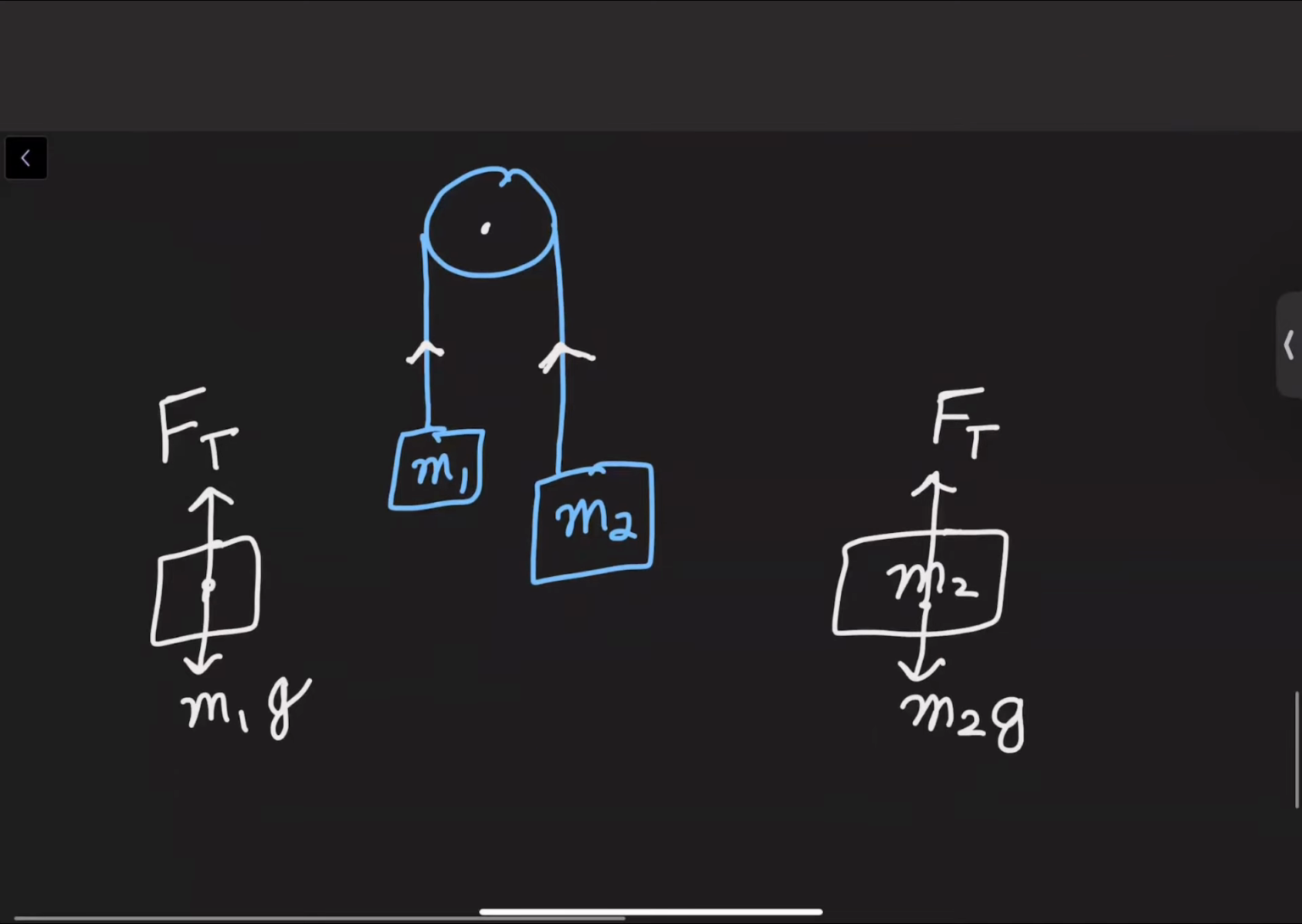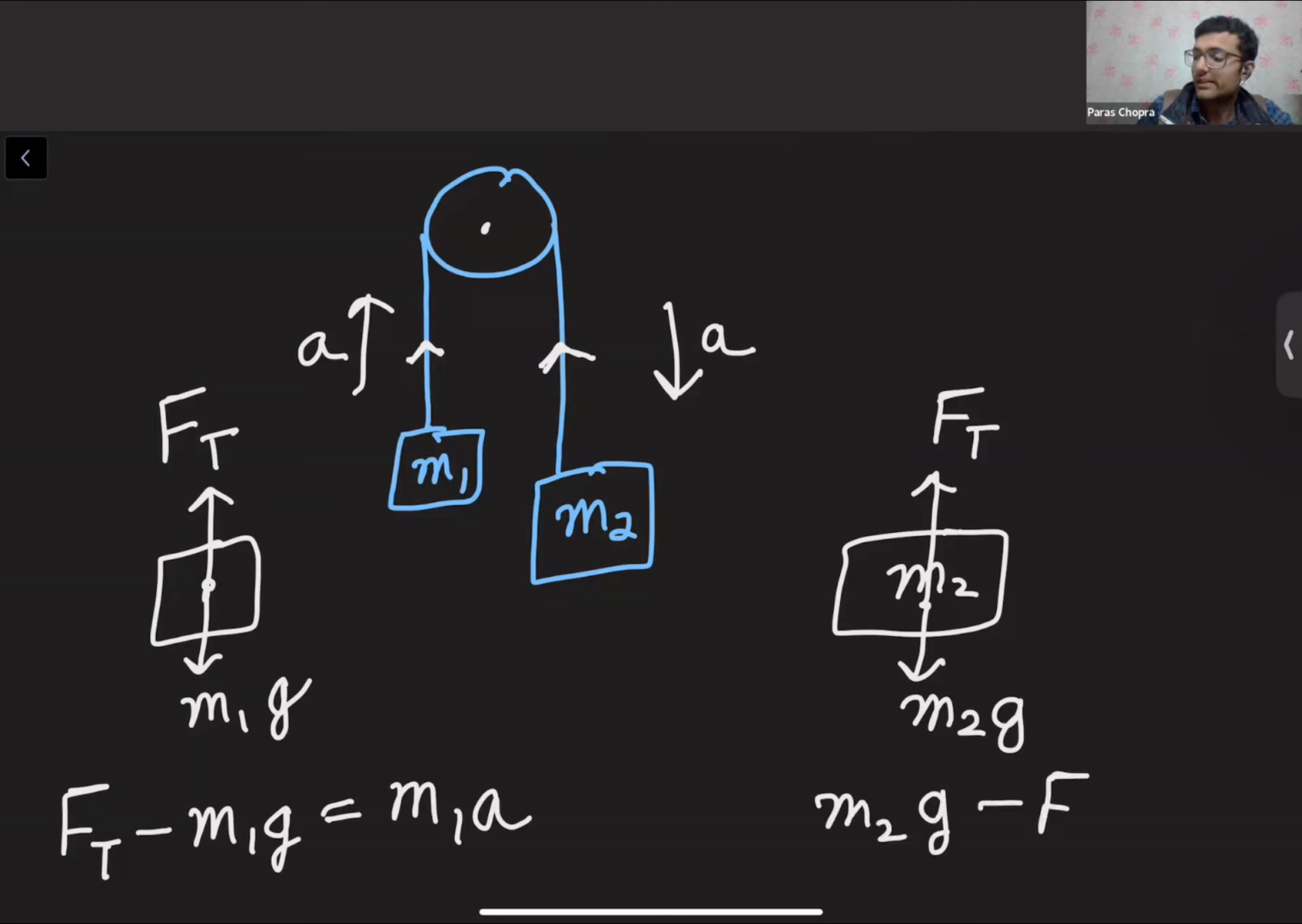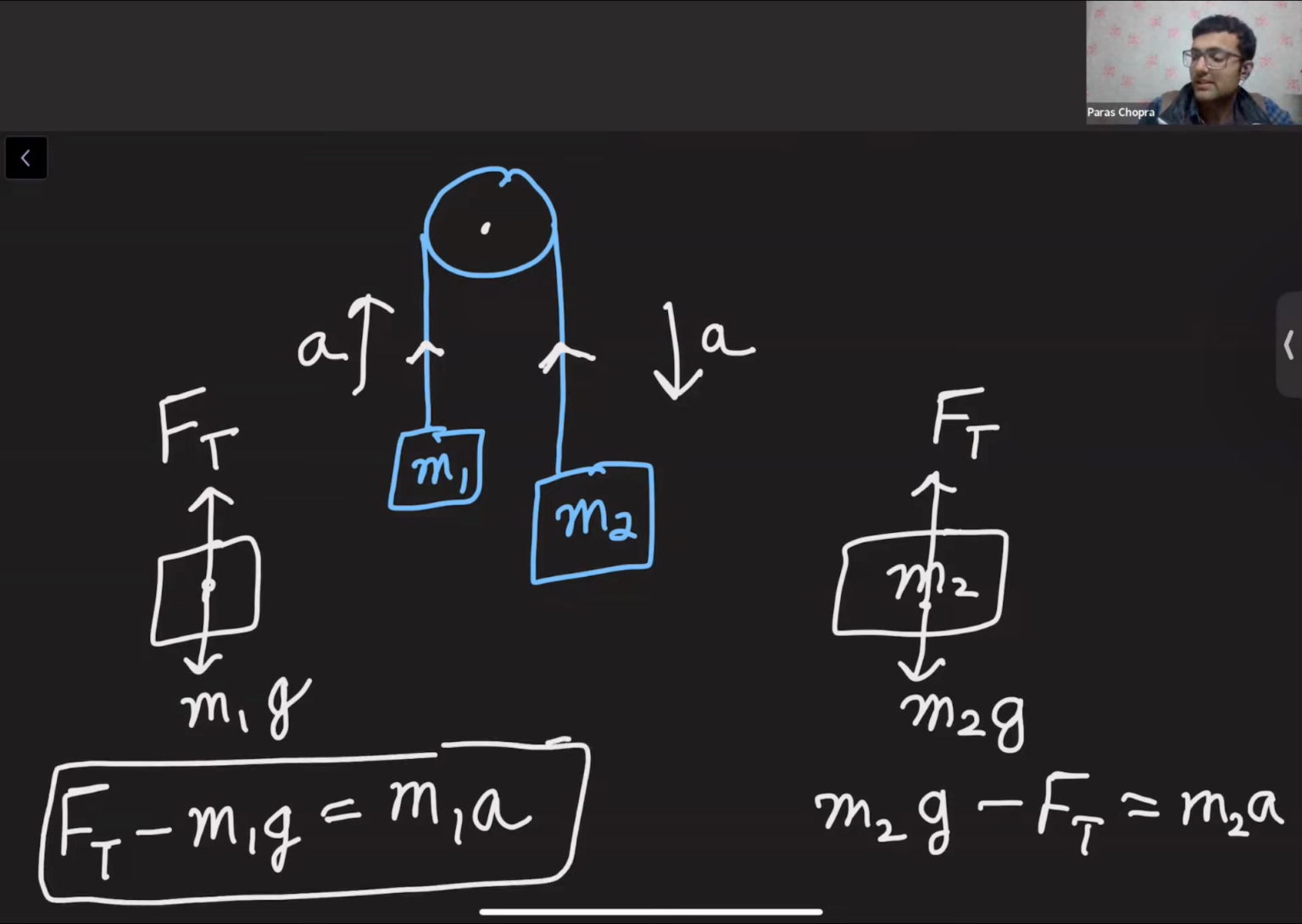Now you will write the equation for the first pulley. Let's say this mass is going down and this mass is going upwards. So the acceleration of the two masses will also be the same because they are connected by the same string. So the equation will be ft minus m1g equals m1a. And for the second block, we will write m2g minus ft is equal to m2a. Now we have two variables, ft and acceleration, and we have two equations, so we can solve for both the force and the acceleration.